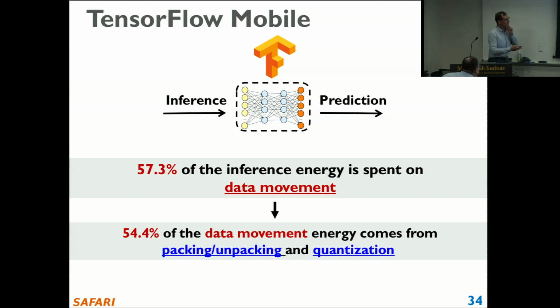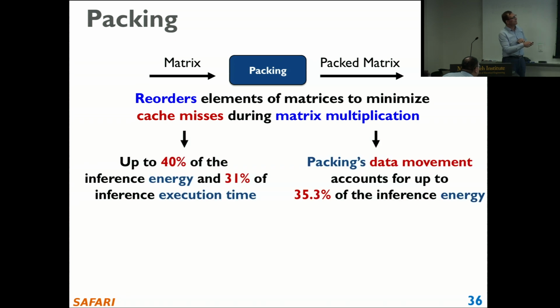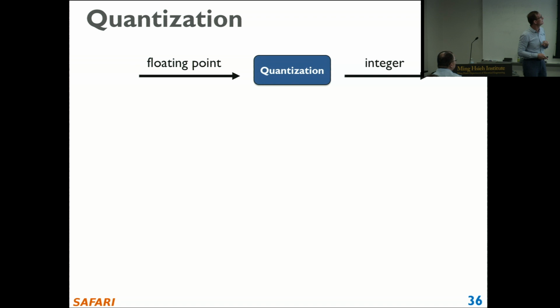And we actually quantify this in the paper. I'm not going to go into that in detail, but for example, whenever you move between stages, you actually change the matrix, pack them by reordering the elements of the matrices to minimize cache misses. And that leads to significant data movement. And you can see the numbers. They're not that important, but they're significant. And these are actually simple data reorganization processes that require simple arithmetic. And you could actually perform these relatively easily inside the logic layer.